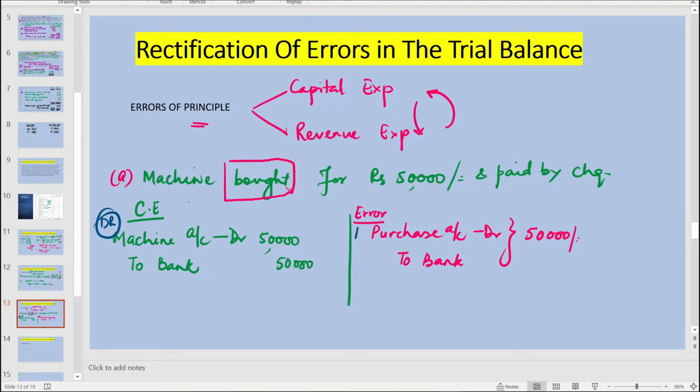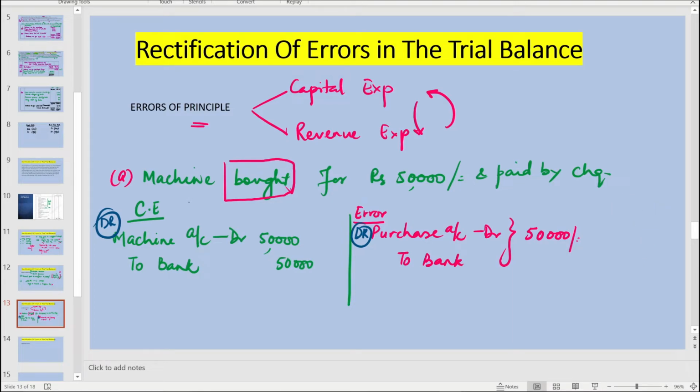And purchases account also has a debit balance. So when I prepare my trial balance, this is the correct entry, but when the trial balance is prepared, debit 50,000 would reflect here. The purchases would reflect on the debit side of it. So when 50,000 is showing here, my trial balance would agree. It would total up, but there is an error of principle.